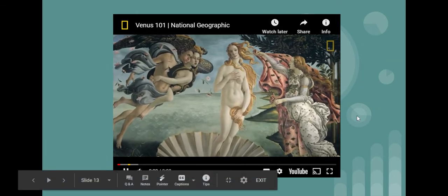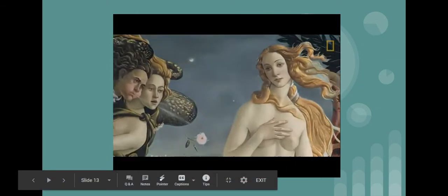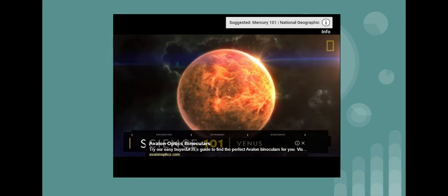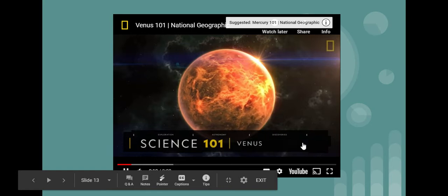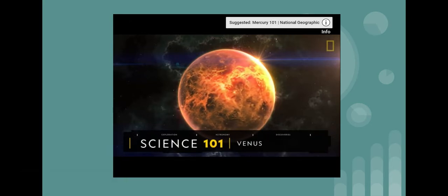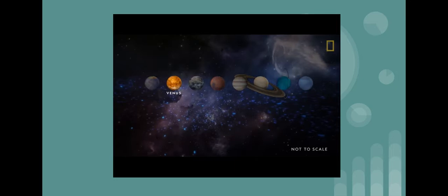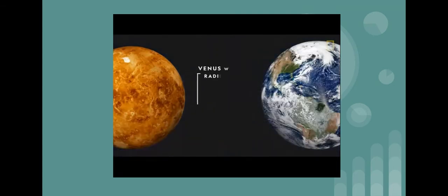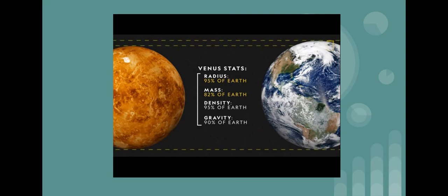Named after the ancient Roman goddess of beauty, Venus is known for its exceptional brightness in the night sky. But behind this facade is a world of storms and infernos unlike anywhere else in the solar system. Venus, the second planet from the Sun, is very similar to Earth from a distance, but up close, it's a very different world. Venus is about the same size as Earth, just slightly smaller.